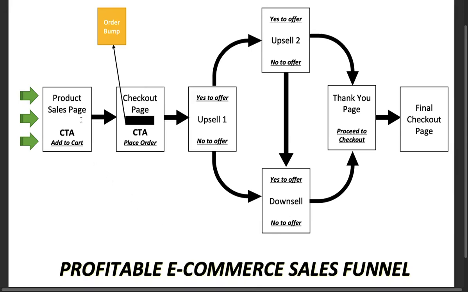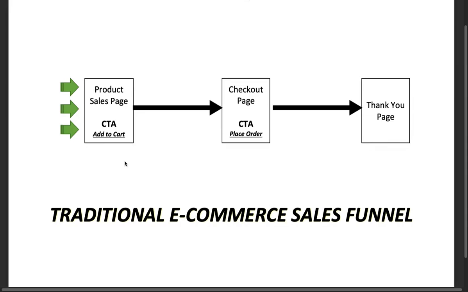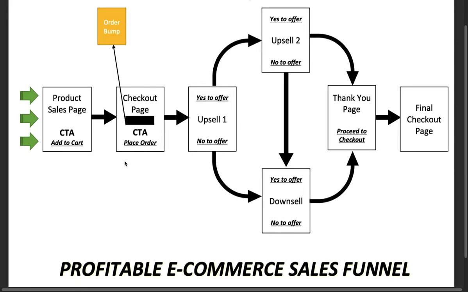So as you can see, we have the product sales page, just the same as in the traditional e-commerce sales funnel. Then we have this checkout page, just as in the traditional sales funnel. Now this is where the differences begin to take place. As you can see on this checkout page, we have something we call an order bump offer. It's an offer you present to your customer at the point of checking out, in case they are interested in adding such an offer to their initial purchase.